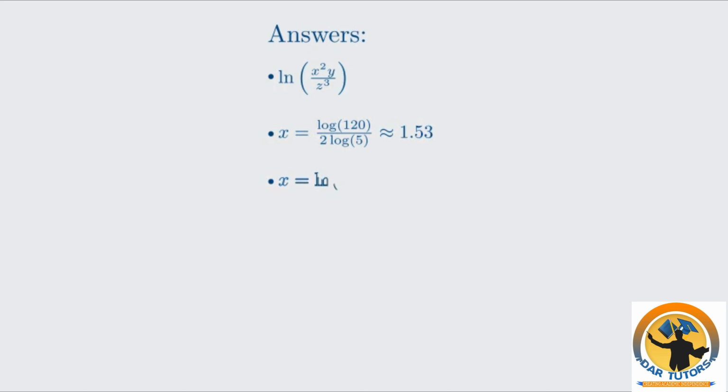Welcome back. Let's go through the answers. For question 1, using the power and quotient laws, we get the natural log of x squared y over z cubed. For question 2, taking the log of both sides gives x equals log 120 divided by 2 log 5. For question 3, factoring gives e to the x equals 2 or e to the x equals 5, so x equals ln 2 or x equals ln 5. For question 4, the inverse is f inverse of x equals 3 to the power of x plus 1, minus 2. And for question 5, the annual interest rate is approximately 9.86%.